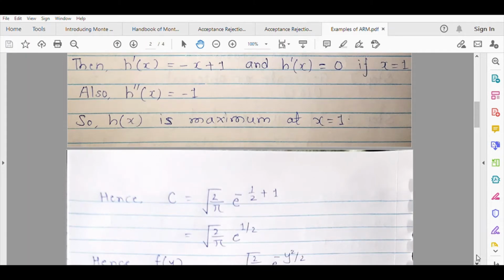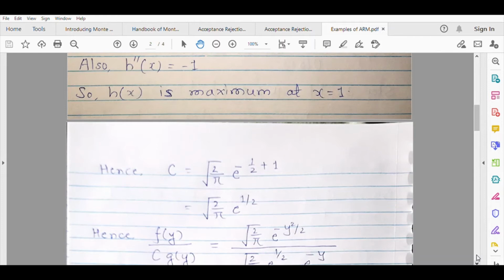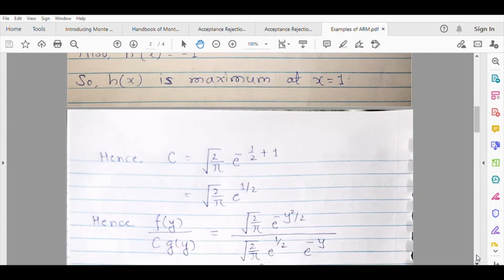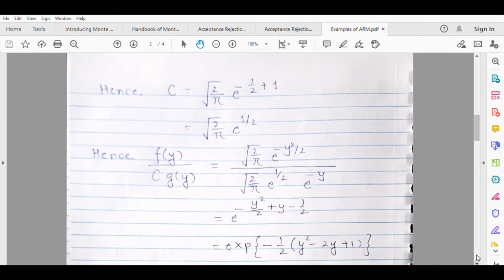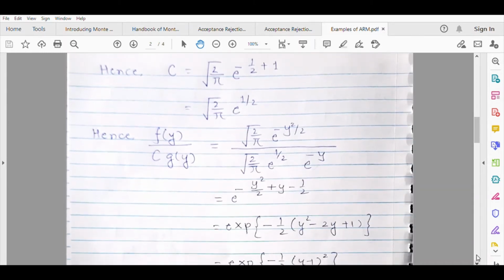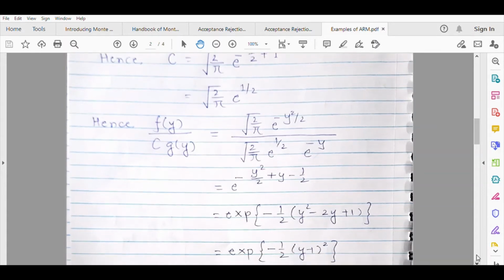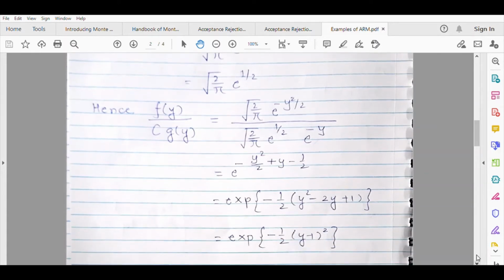So this is the constant which gives an upper bound for the ratio f upon g. So the ratio of the density functions is bounded by this constant. Because we are going to need this term while implementing the algorithm, we are computing it here. So you can see that it gets simplified to e raised to minus half (y minus 1) whole square.